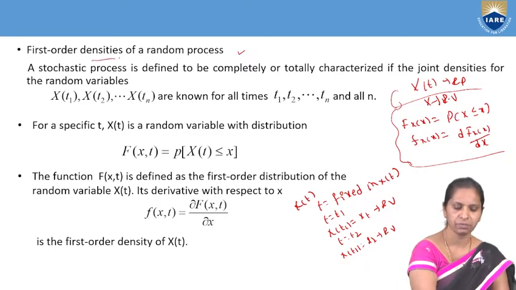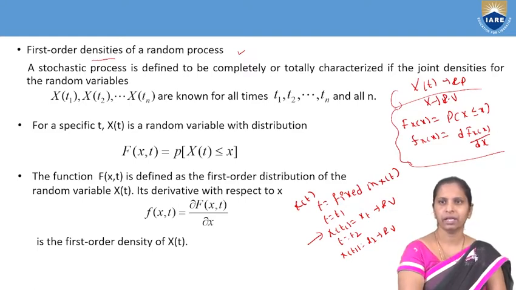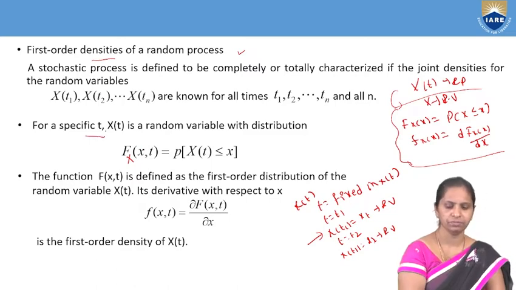Now what is the first order density function? It means I am fixing the random process only at t equals t1 or only at t equals t2. Only at one time slot I am fixing the random process. Then the corresponding distribution function is called what? The first order distribution function of the random process x of t. Here, what does x indicate? It indicates a random variable. So this is the first order distribution function of the random process x of t for a specific t value. So what is that? P of x of t is less than or equal to x.